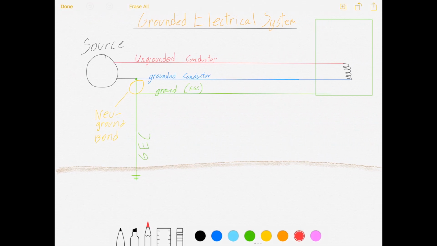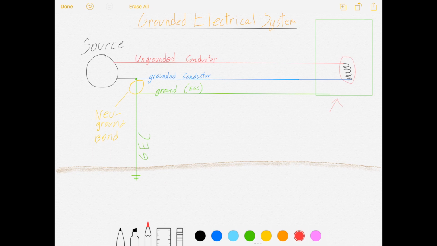Here is a diagram with a little bit more. I added a load here. This could be any appliance. I've got here a metal enclosure that is grounded through our EGC, equipment grounding conductor. And we've got some semblance of a load here that's using power. And this could be literally anything.